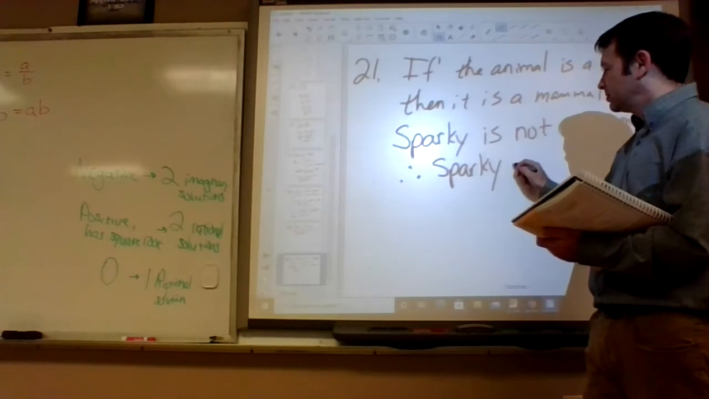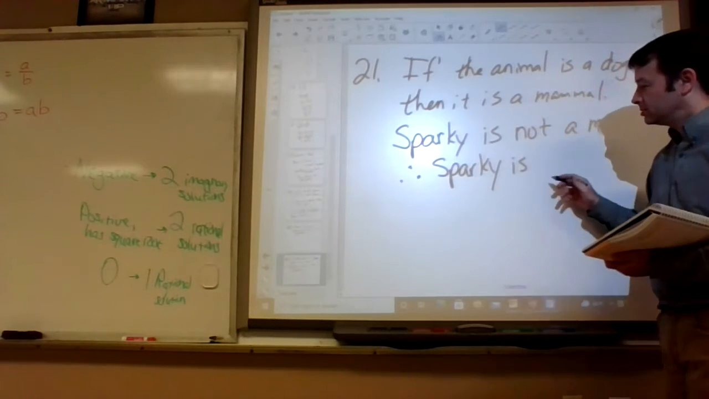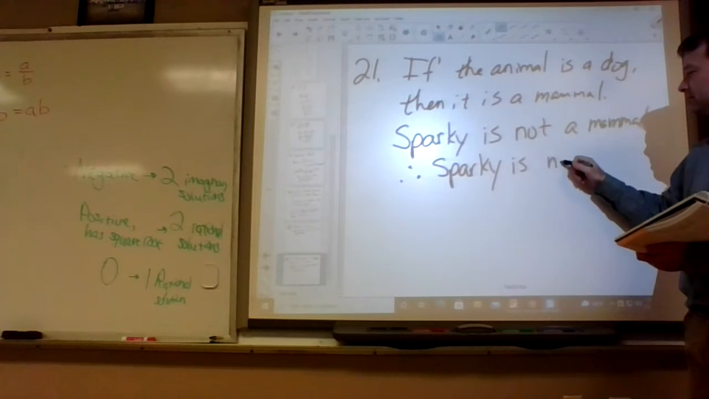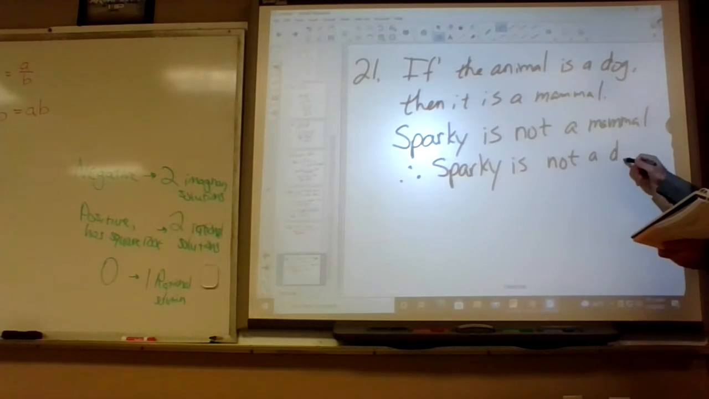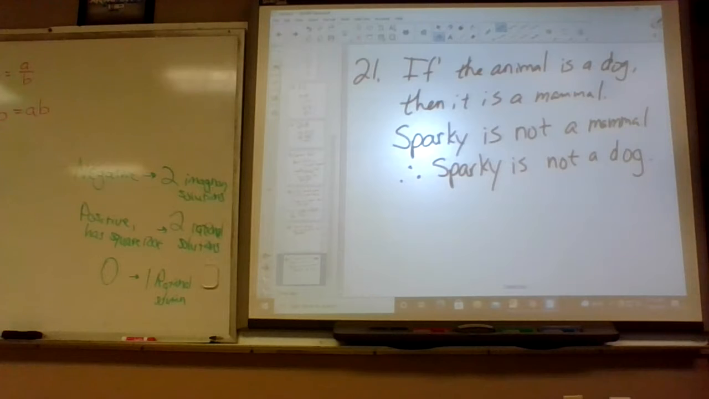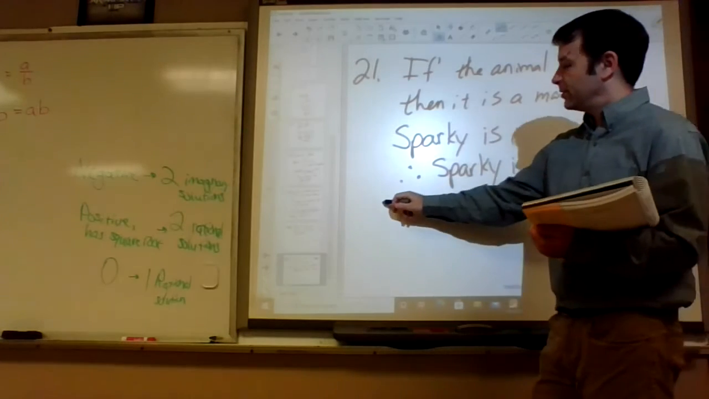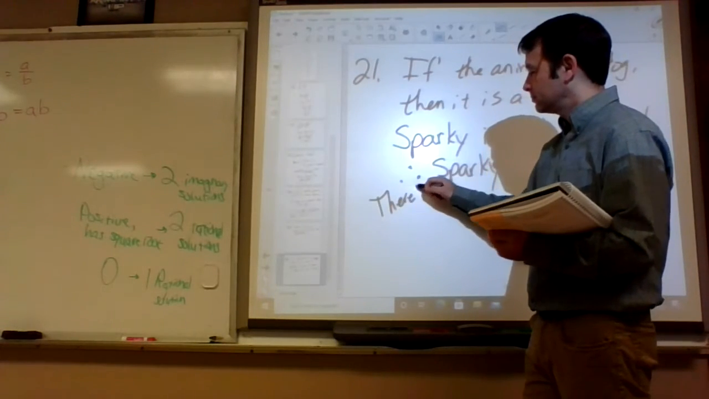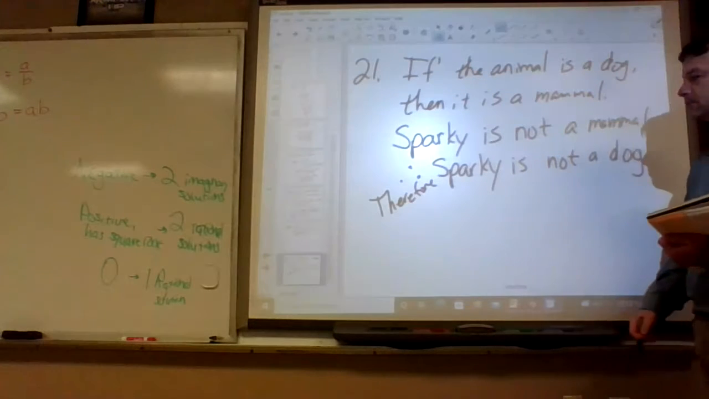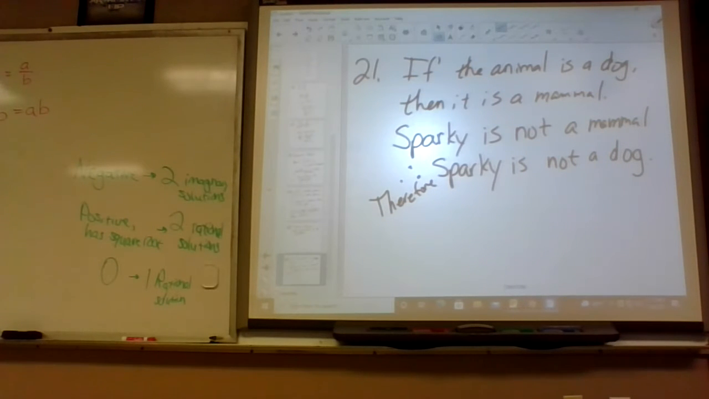Where's Sparky? Sparky is an iguana. I'm making stuff up. The story of my life. He can be a goose. No. Sparky is an iguana. Therefore means therefore. It's just easier than writing the word therefore, and the book did it, so I decided to.